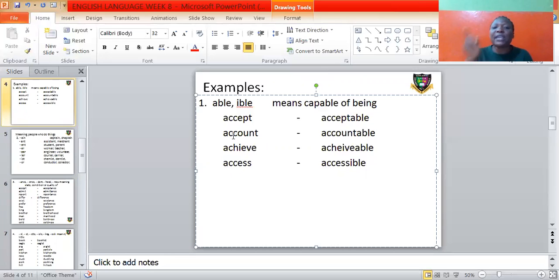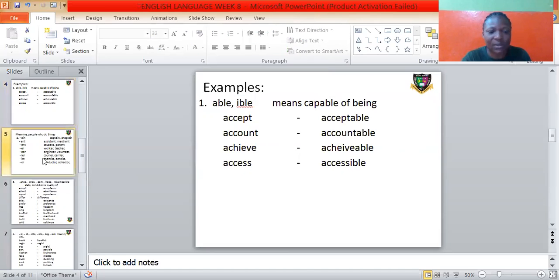By the time you put able at the end of account, you have accountable. Achieve, by the time you put able at the end of achieve, you have achievable. By the time you put ible, you have accessible. Let's look at other examples.